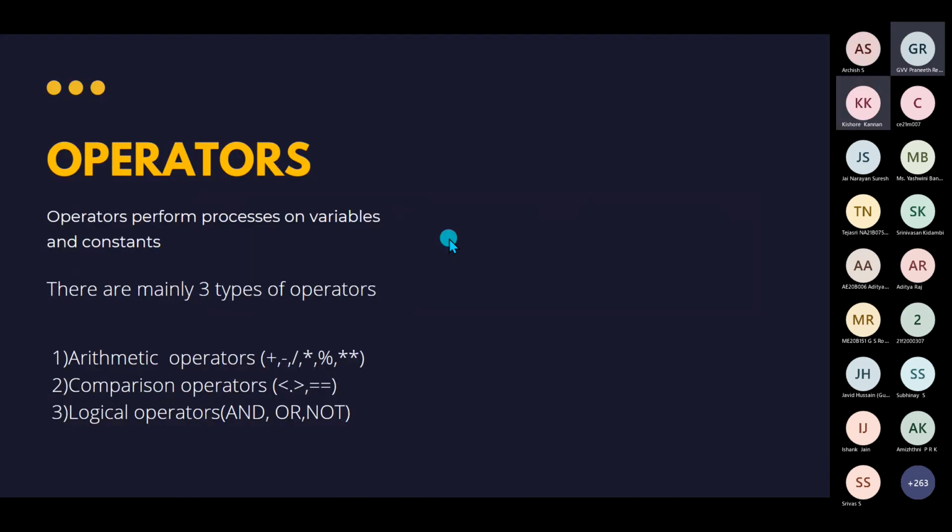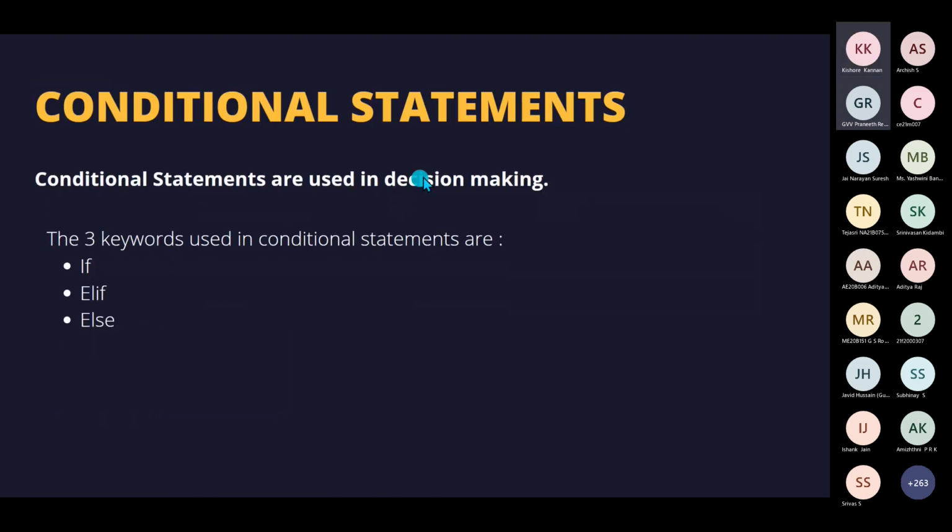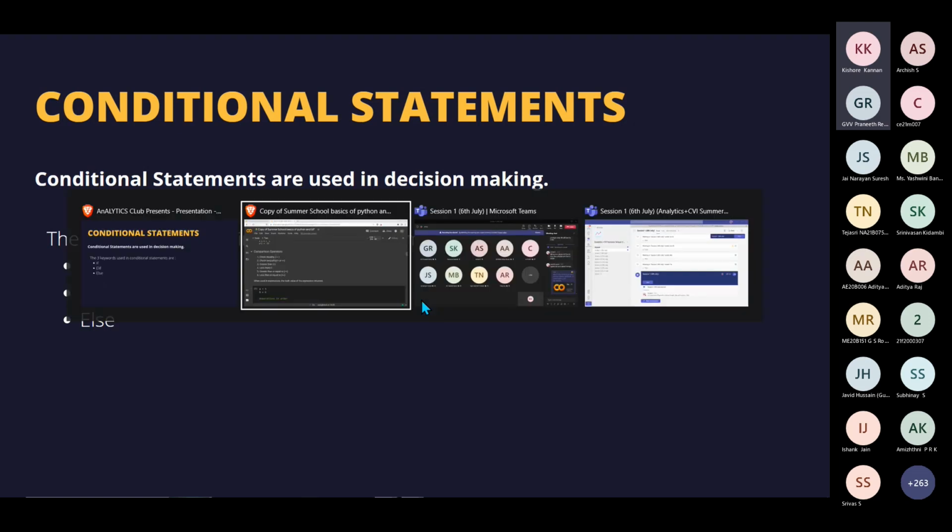Yeah, okay, cool. So, coming to conditional statements. Conditional statements are used in decision making. And here we have three keywords: if, elif, and else. I'll explain this with an example.